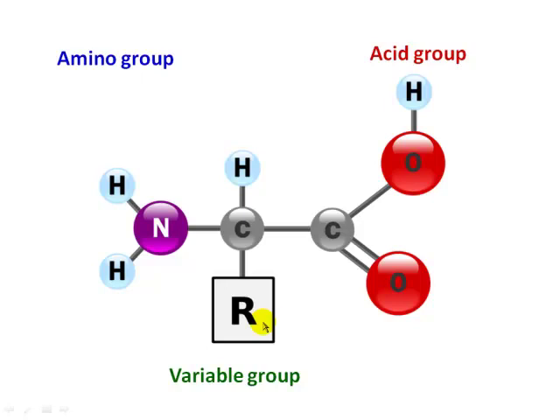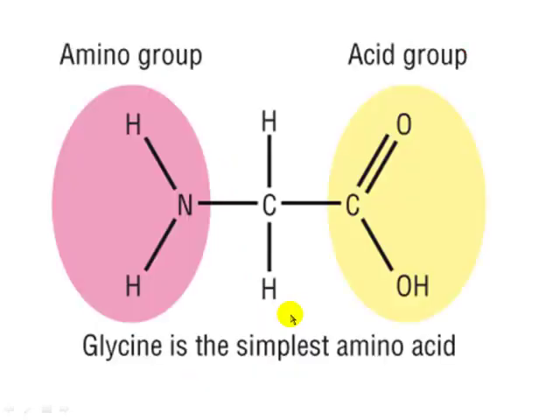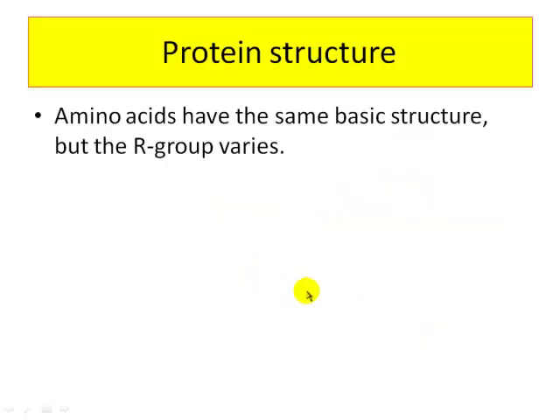Let's have a look now at the most simple of all the amino acids. This is glycine. Now glycine, remember the R group? Well, the R group here is simply H. That's all there is to it. Okay, so glycine is the simplest of all the amino acids.